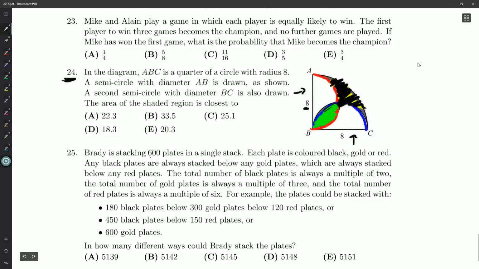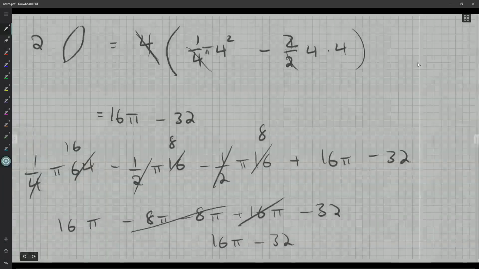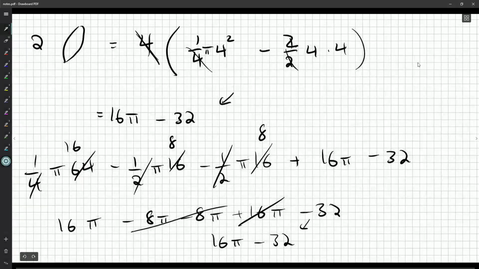So I guess what we've shown is that this area up here is exactly the same as this overlap area, because they were both 16 pi minus 32, so that's kind of cool.